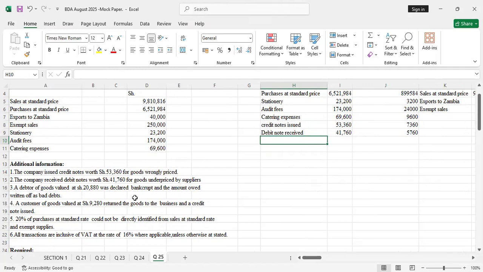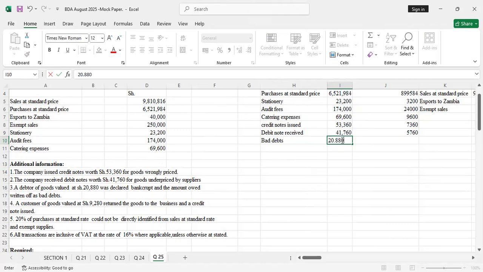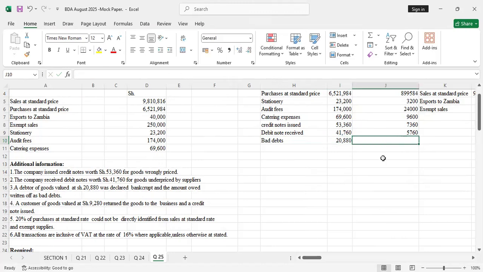So number 3, a debtor of goods valued at shillings 20,880 was declared bankrupt, and the amount owed written off as bad debt. So we'll calculate the VAT on bad debts. Yeah, so bad debt, that's an input VAT. The bad debts, the amount was 20,880. Then the VAT will be equals to 2880 times 16 all over 116.